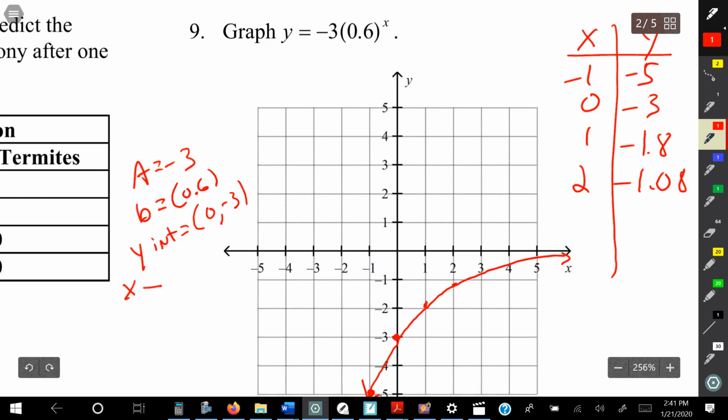So as x goes to positive infinity, what does y do? And as x goes to negative infinity, what does y do? So as we go this way, y keeps getting closer and closer to this line, which means it's going to 0. So as x goes to positive infinity, y goes to 0. Now, as x goes this way, this keeps going down. So that's going to negative infinity. So as x goes to the left, negative infinity, y goes to negative infinity.